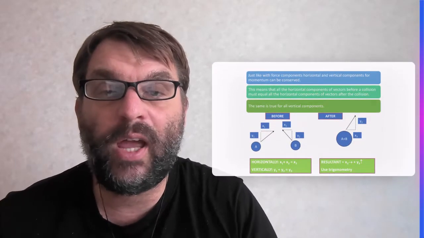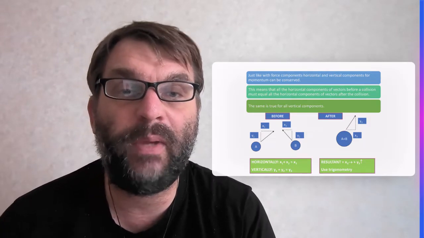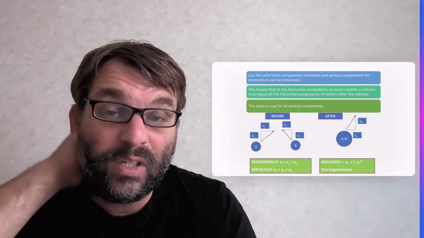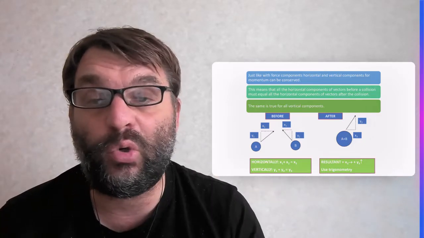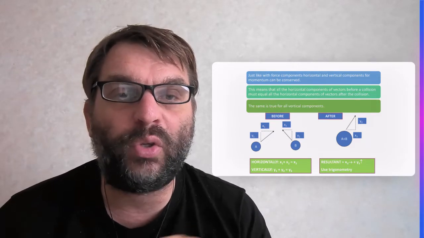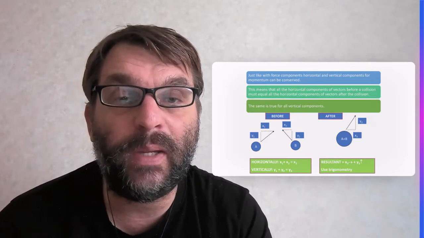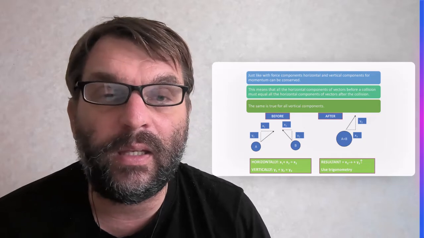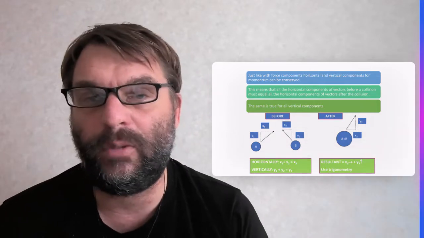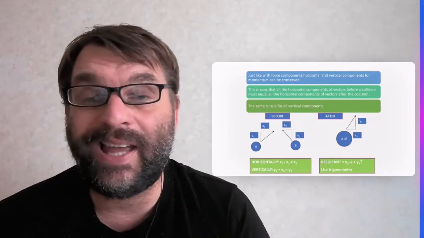So just like with force components, horizontal and vertical components for momentum can be conserved. Okay, so basically you're conserving momentum in the horizontal direction, and you can conserve momentum in the vertical direction. This comes in quite handy. That means that all the horizontal components in a collision are going to be the same, at least in terms of vectors, as the horizontal components after the collision. And the same goes for the vertical components in a collision.